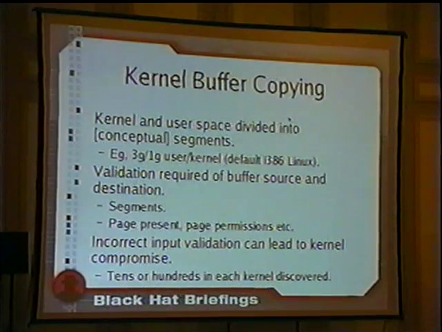So if we look at kernel buffer copying, kernel and user space can really be divided into two conceptual segments, userland and kernel. On default i386 Linux, we're looking at 3 gig for userland, and 1 gig for the kernel. And we really need validation of our sources and destinations. What I mean by that is the code itself will check that you're not copying from kernel land to kernel land itself. You have to actually copy from user, which copies from userland to kernel land. And there are segmentation checks on this to make sure this is the case.